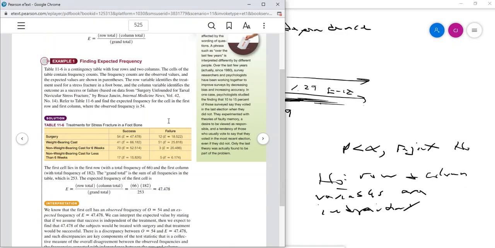We're checking to see, are these all the same? We're basically the same success rate for surgery, weight-bearing cast, non-weight-bearing, non-weight-bearing cast less than 6 weeks, right? Success and failure, right? Nothing to do with type of. That was our null hypothesis. We're rejecting that. We're saying that, yeah, it does. In terms of success, it really does make a big difference, whether you have surgery or cast or non-weight-bearing and so on.